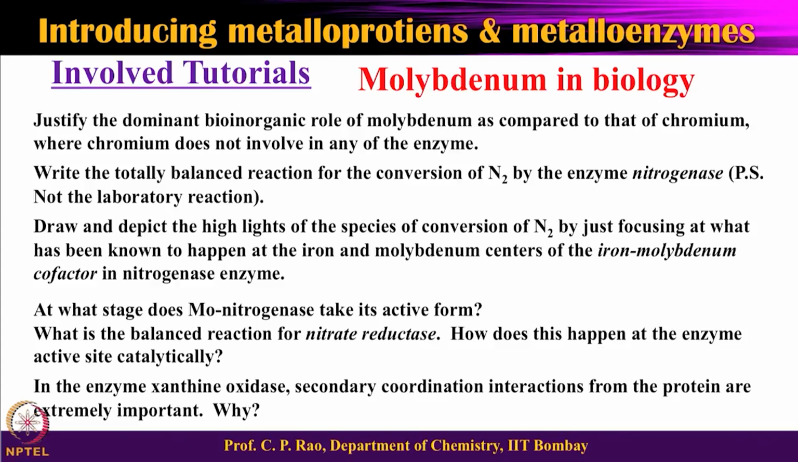How does this happen at the enzyme active site? Catalytically, because initially the nitrate can bind to the molybdenum center, and then the molybdenum center undergoes redox. How many redox electrons are required here? 2 electrons. So, molybdenum 4 will go to molybdenum 6, and the nitrate goes to nitrite. And then the enzyme which has gone to 6 has to be brought back to 4, and that is done by another system of enzymes like cytochromes. Let us not worry about that at this stage for this question.